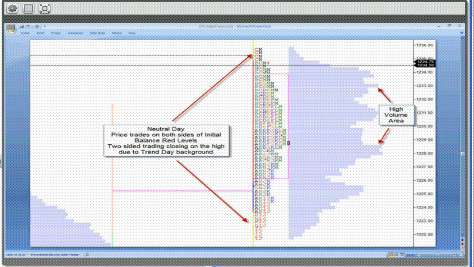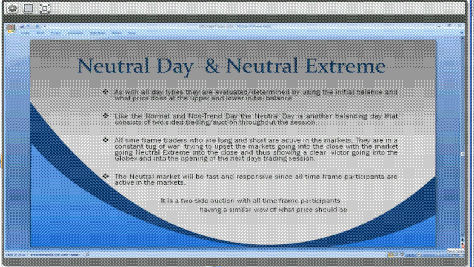But remember, we always know the day type. We had a day that went neutral extreme the other day. That's huge when it goes neutral extreme. You got a neutral day that goes neutral extreme, and it is fast and furious going into the close. And sometimes we get that, and sometimes we don't. But we know it's coming. We all talk about it.